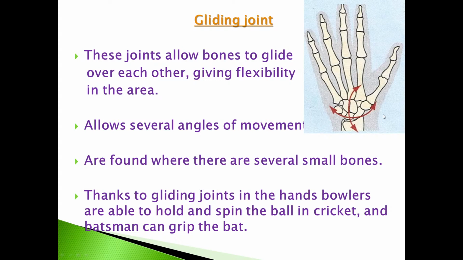And the last point is giving an example of a real life situation, where they are saying that thanks to the gliding joint in the hands, bowlers are able to hold and spin the ball in cricket, and batsmen can grip the bat. And for this particular sport, there needs to be some amount of flexibility whenever the bowler is bowling, for example. So that is where the gliding joint comes into play.